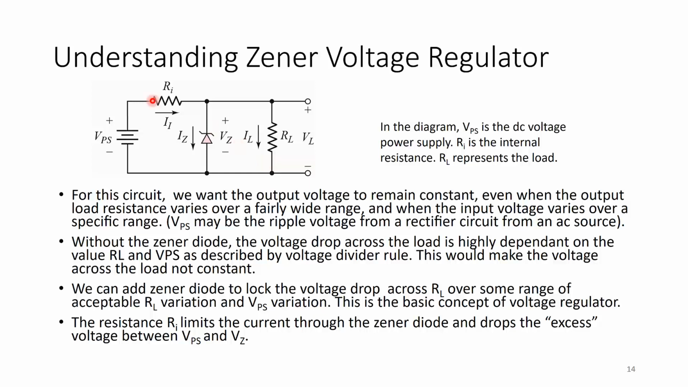Now there is a resistance Ri here. It may come from the power supply, or from the circuit, but it limits the current through the Zener diode and drops the excess voltage between VPS and VZ. Let's say VPS gives 30 volts, but the Zener breakdown is 20 volts, so the extra 10 volts will be dropped across Ri. Also, it's important to maintain the Zener diode within its specified power ratings. So the resistance here will limit the current through the Zener diode.